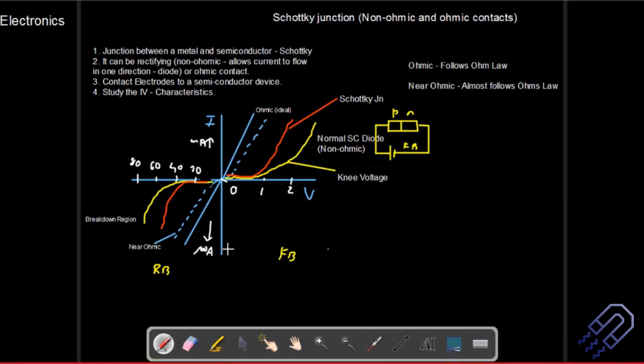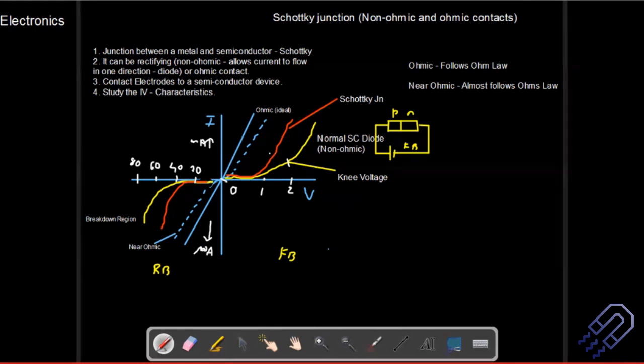In the Schottky junction, sir, the knee voltage becomes small. Yes, because you see the knee voltage is here for a normal semiconductor junction. In a Schottky junction, what happens is the doping is different. That is what I'm going to explain now.